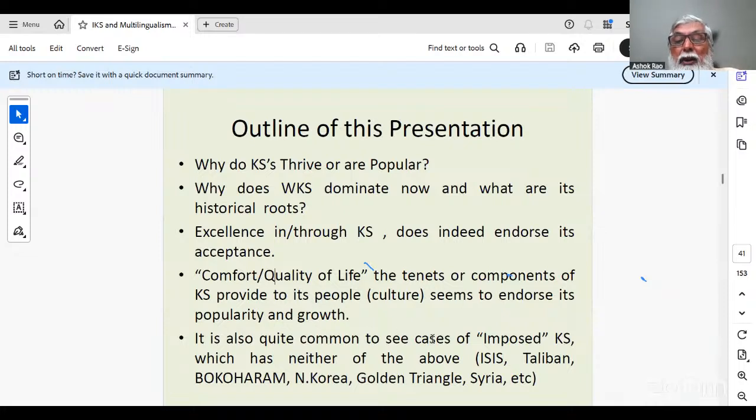It's quite common to see cases of imposed knowledge systems which have neither comfort nor quality of life. We have seen this in ISIS, Taliban, Boko Haram, North Korea, Golden Triangle, what happened in Syria recently. All these are uncomfortable knowledge systems imposed with violence. Okay.